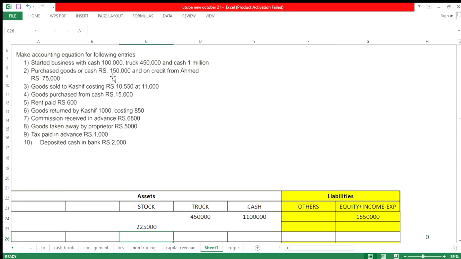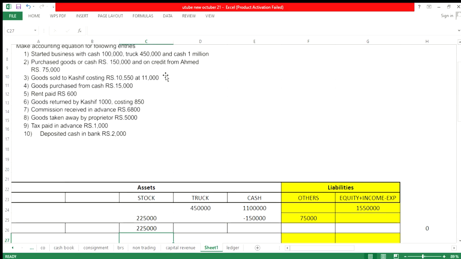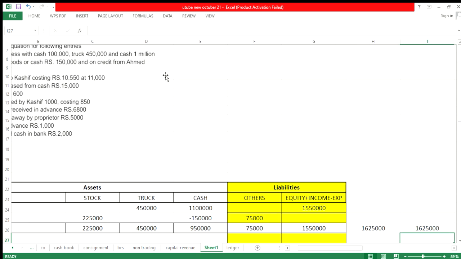Goods which are bought for cash, what will happen? Cash will go out. How much? 150,000. So cash is going out for 150,000. And secondly, please note we have purchased on credit. That means it's a burden. You will go to the liability side and a 75,000 burden has been created. After completion of the first entry and the second, we will take the sum, and here the sum is completed.